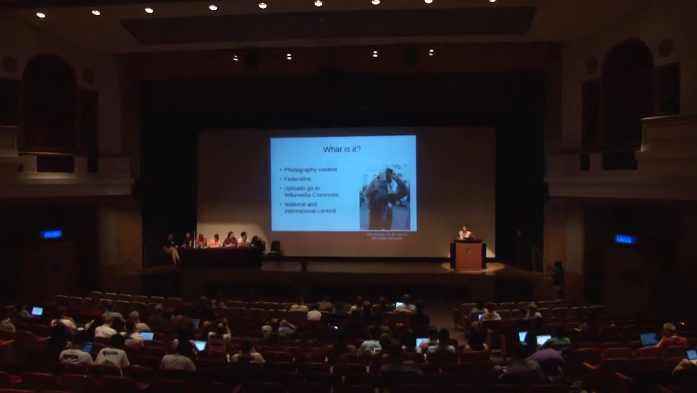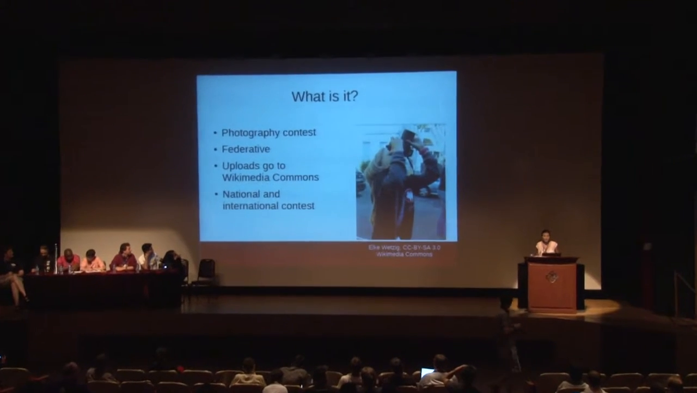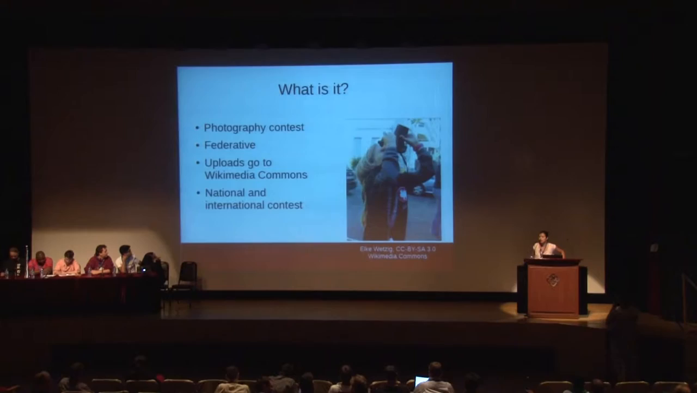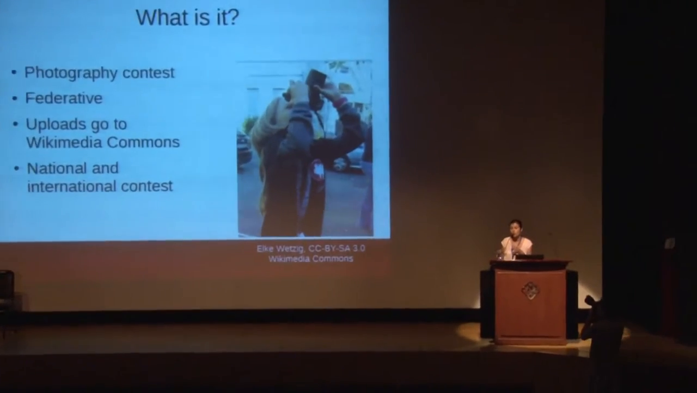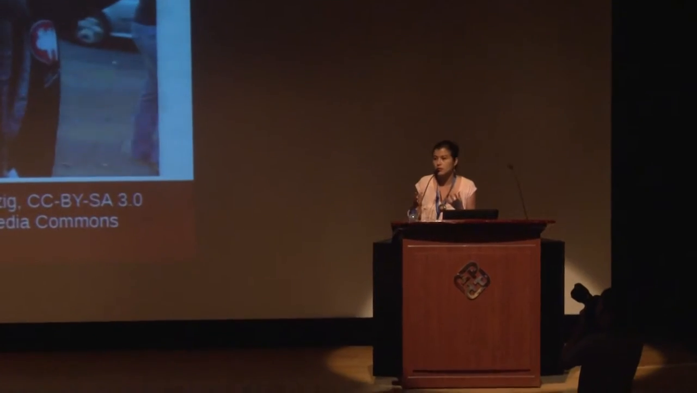It's a photo competition around cultural heritage monuments. And it's organized in an open and federative way, meaning that countries get to organize most of the prizes and jury, following some international guidelines or general guidelines. So all the uploads go to Wikimedia Commons with free licenses, and it has two stages. First, countries organize it locally, and they get to choose up to 10 winners that then go to an international contest, which is the second stage. And then a jury there is in charge of choosing the winners globally.